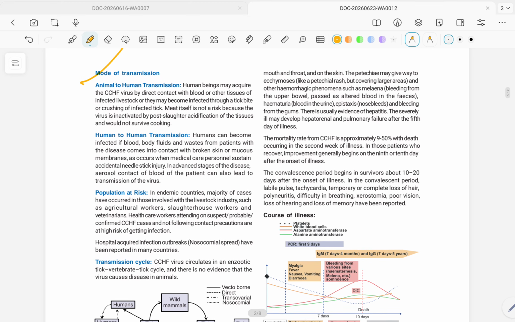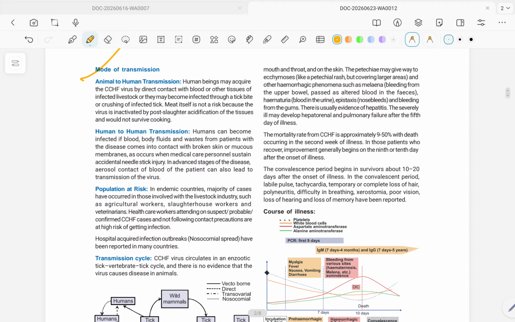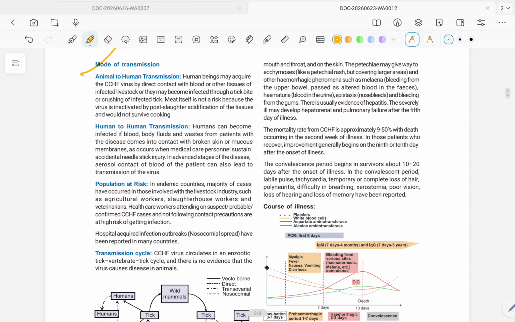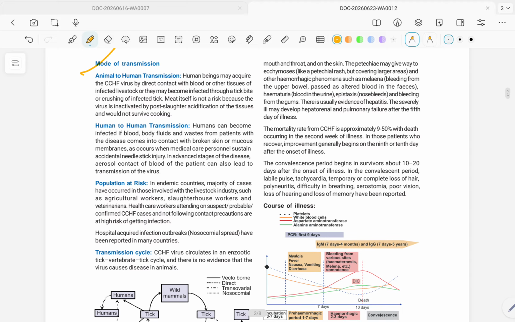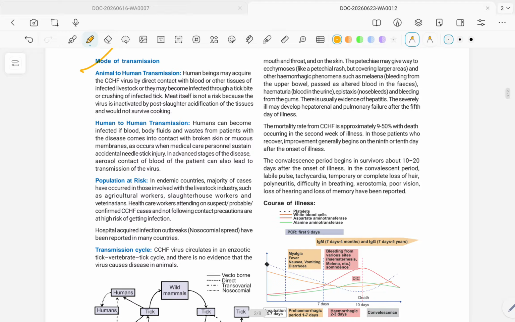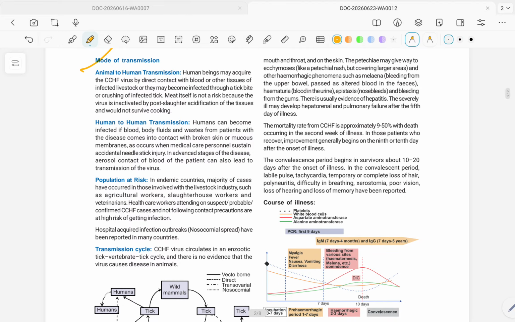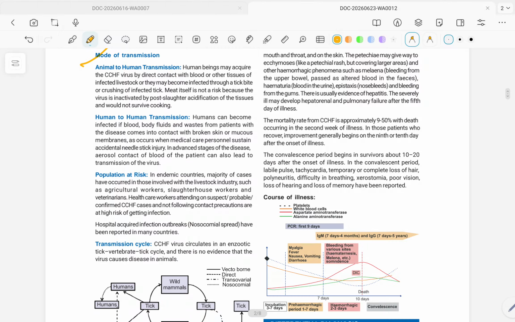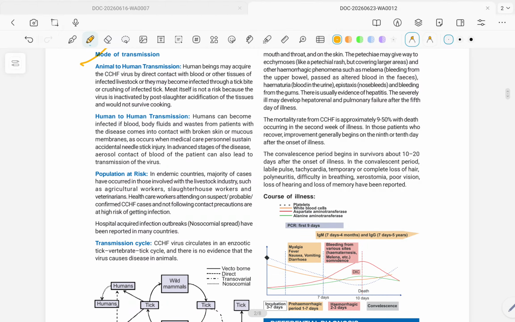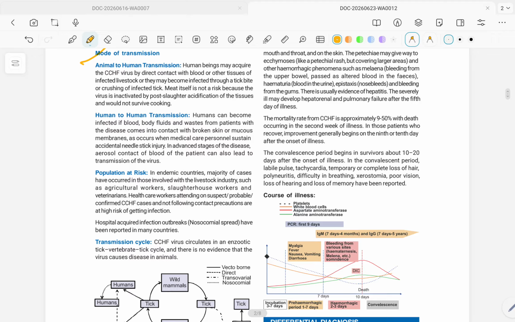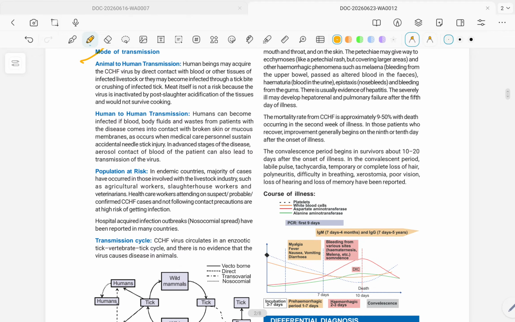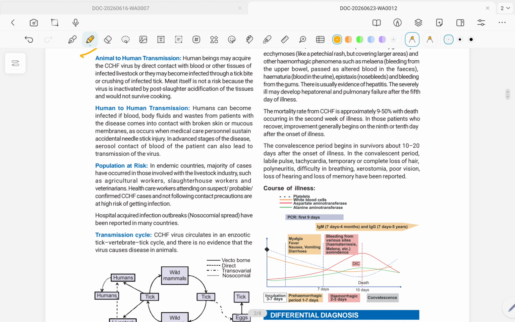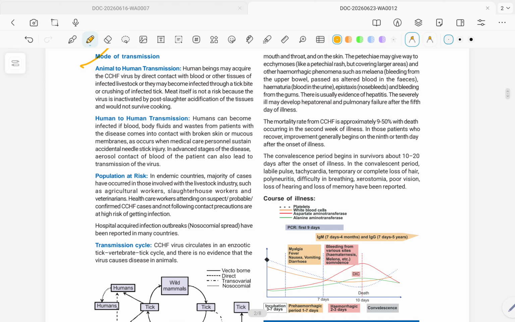Animal to human transmission. Human beings may acquire the CCHF virus by direct contact with blood or other tissue of infected livestock, or they may become infected through a tick bite or crushing of an infected tick. Meat itself is not a risk because the virus is inactivated by post-slaughter acidification of the tissue and would not survive cooking. Human to human transmission.